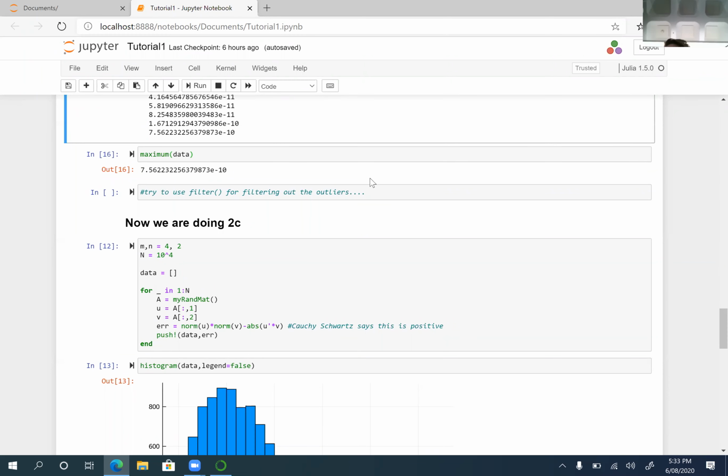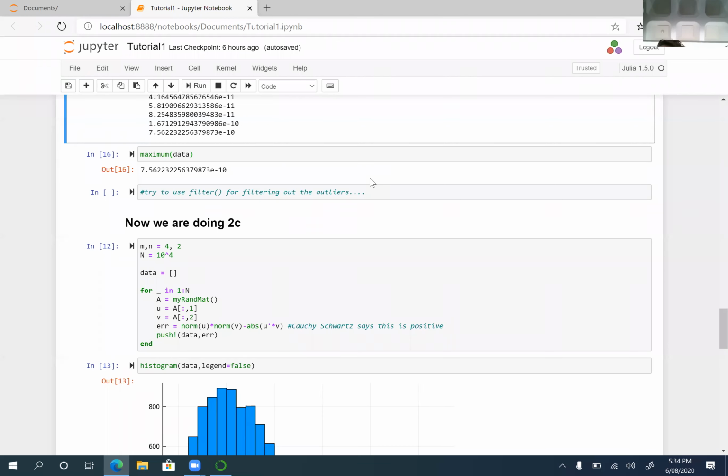Okay, so 2C, and I'll remind you of that. In 2C, we were calculating the product of the norms of two vectors u and v, and then subtracting the absolute value of the dot product. Okay, so this is the Cauchy-Schwarz inequality, and we see here in the comment that the Cauchy-Schwarz inequality would say that this is positive.